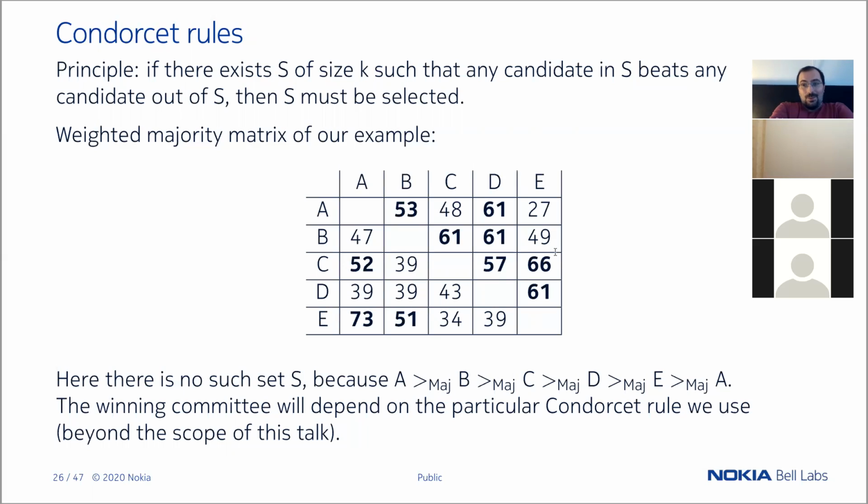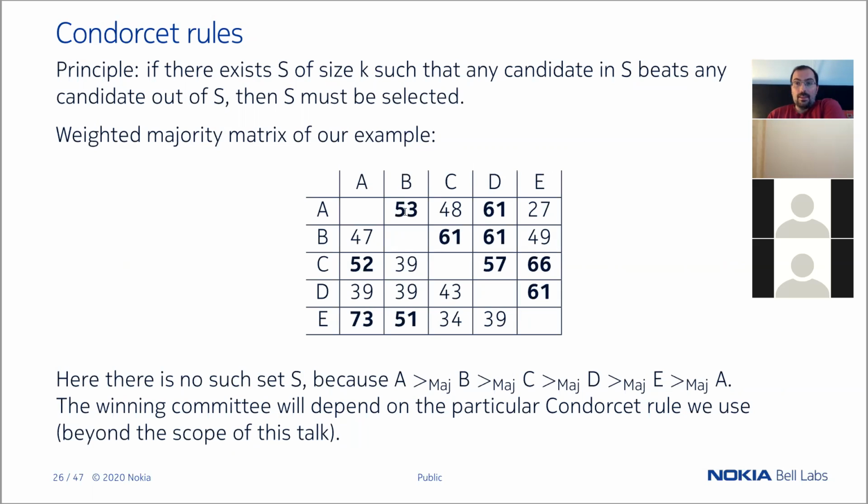Then to continue with this zoology, we have the Condorcet rules. So the principle behind the Condorcet rules is to say, imagine that you have a set of candidates S of size K, such that any candidate in this set beats any candidate out of this set. And when I say beats, I mean that it's preferred by a majority of voters. So to see that, you need to compute the majority matrix in your profile of ballots.